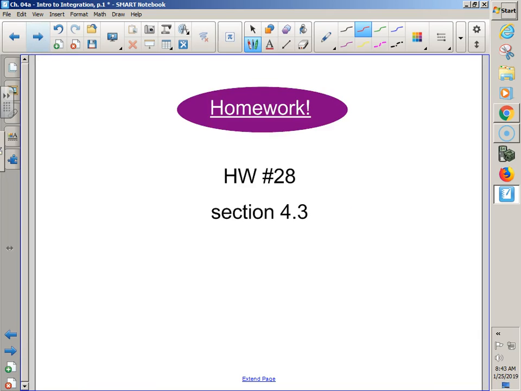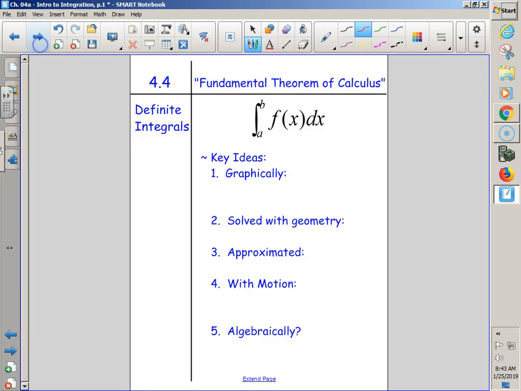Maybe someday we'll get there, but for right now, I want us to at least introduce section 4.4. Don't worry, motion packet's not homework, it's not due on Monday. Motion is something I'm just going to keep reminding you of because I want you to be relating integrals with motion.